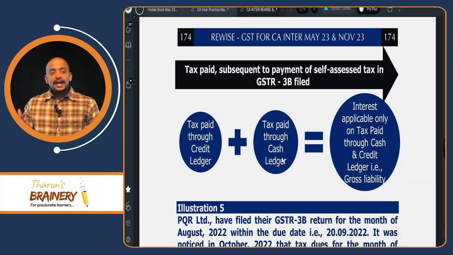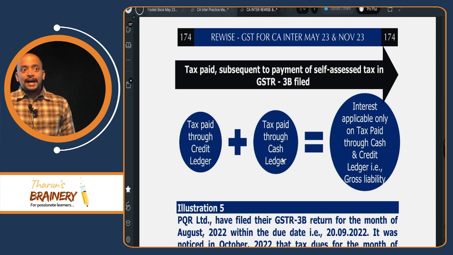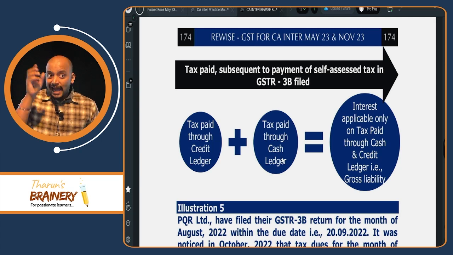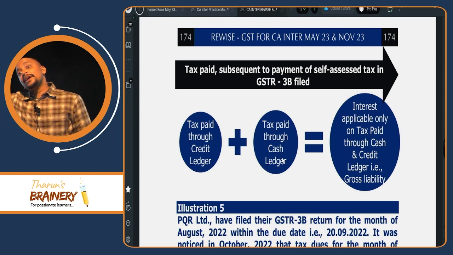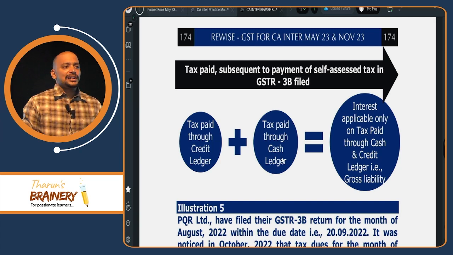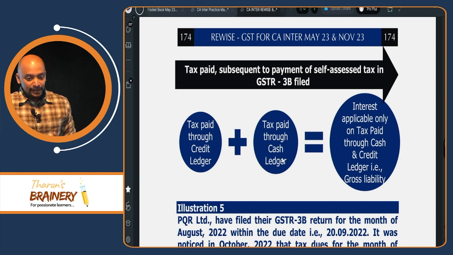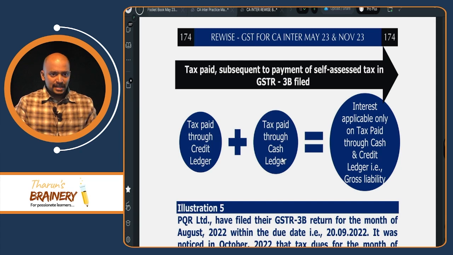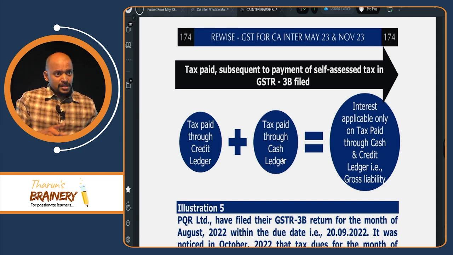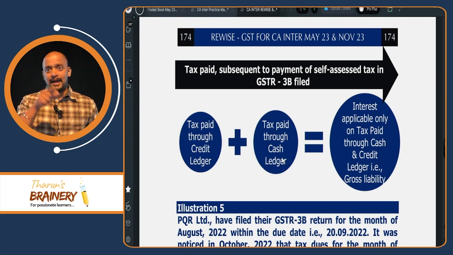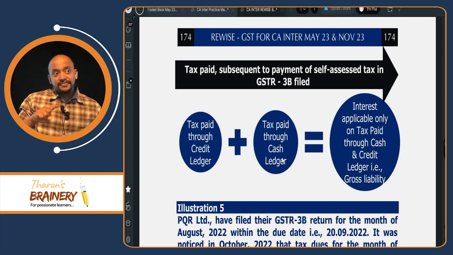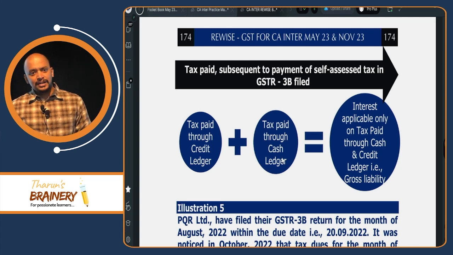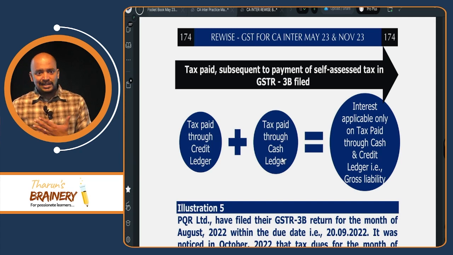Then next, suppose I have filed 3B on time. See the next situation. I filed 3B on time, but I did not pay the tax of that month. But I paid the tax of that month in a subsequent month 3B, partly by cash ledger, partly by credit ledger. Example, July month, I have to pay 25,000, but I did not pay in July month. I filed 3B of July month. Now, this 25,000 I am paying in November.